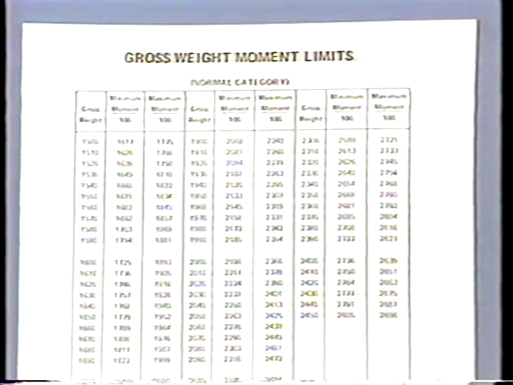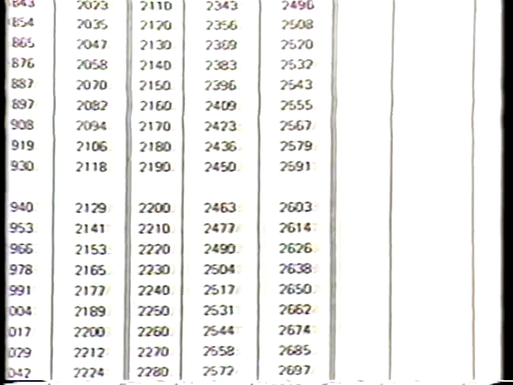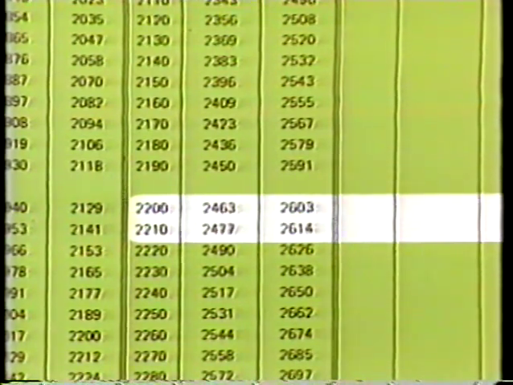Last step is to determine whether the zero fuel, takeoff, and landing conditions are within the limits shown in the weight and moment table or graph. The table gives weight in 10-pound increments, with the maximum and minimum moment limits for each weight. The zero fuel weight of 2,205 is halfway between 2,200 and 2,210. So the minimum moment limit is halfway between 2,463 and 2,477, or 2,470. And the maximum moment is halfway between 2,603 and 2,614, or 2,608.5. It's easy to see that 2,565.5 falls within these limits.